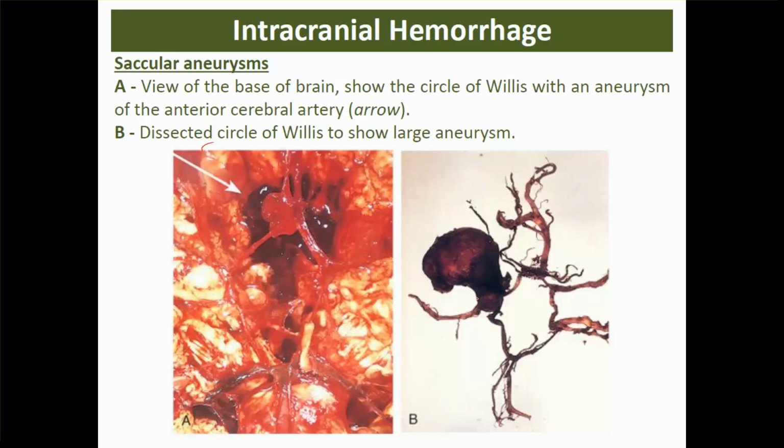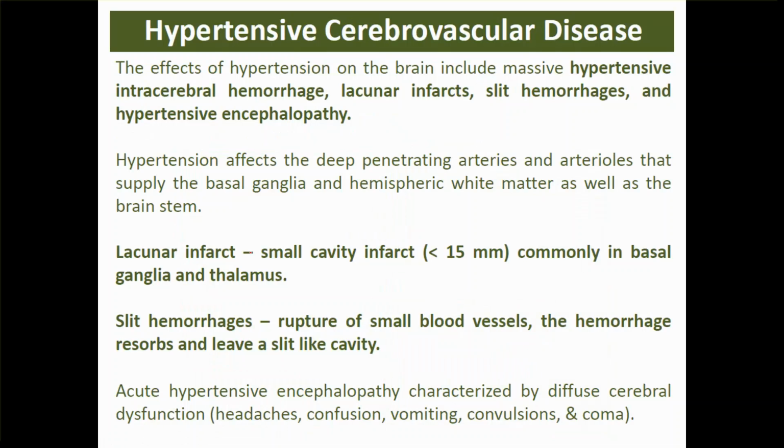This is how the berry aneurysm can look like. This is a dissected circle of Willis showing a large aneurysm, and this is the view of the base of the brain showing the circle of Willis with an aneurysm of the anterior cerebral artery. Remember, it can rupture at any time, especially when the intracranial pressure is high.